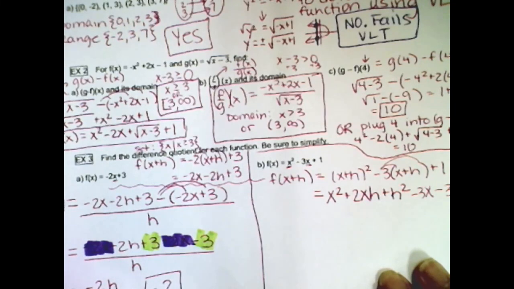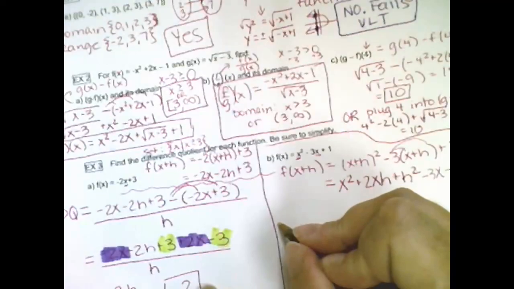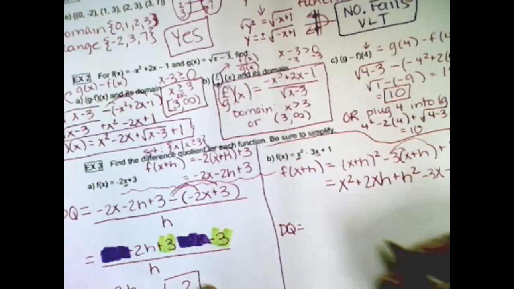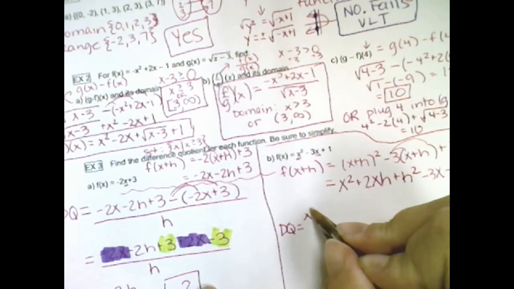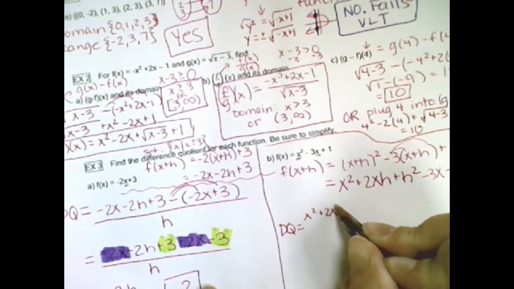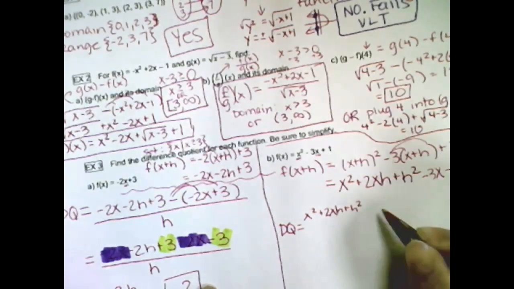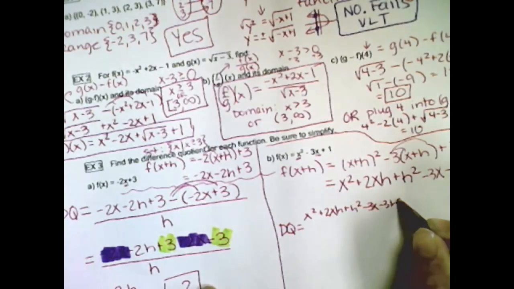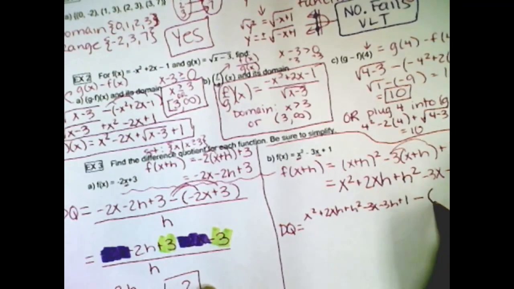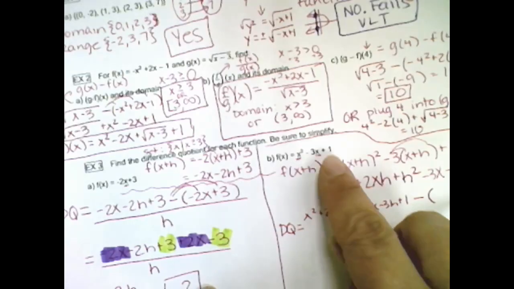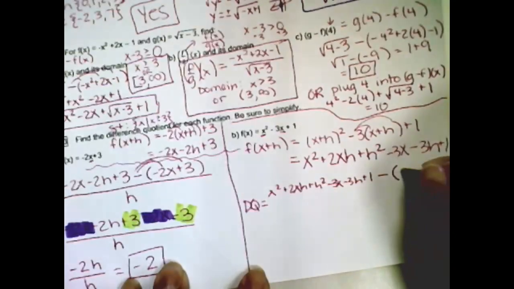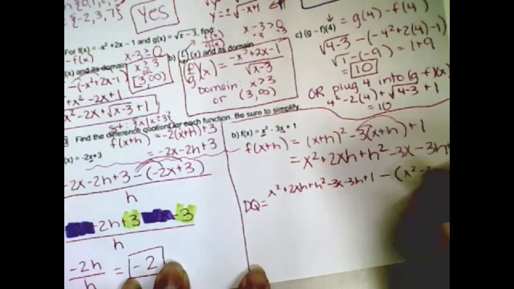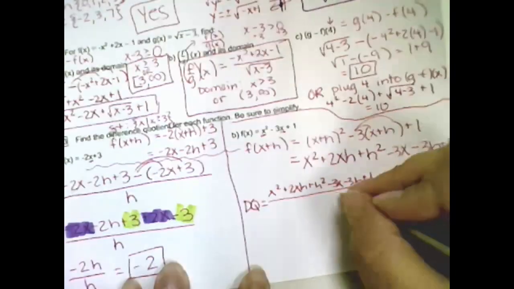So now I'm ready to plug into the difference quotient. I better write small because there's a lot of it, right? So f of x plus h, still copying, then minus f of x, so the original function, so x squared minus 3x plus 1, whole thing divided by h.